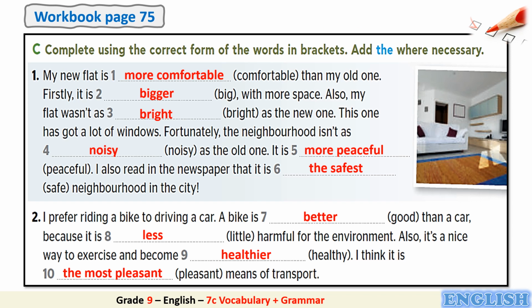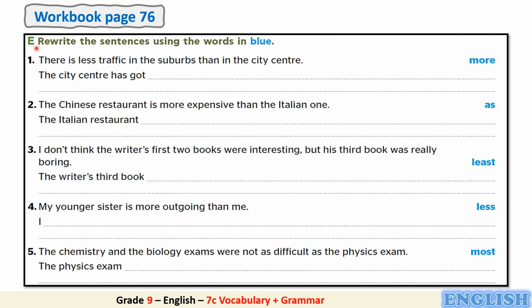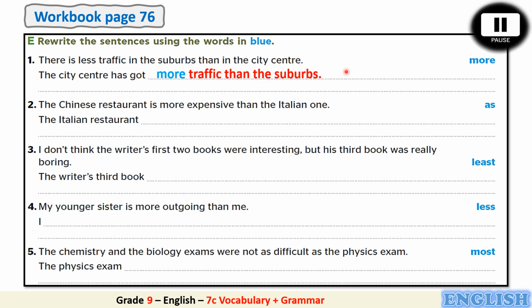Well done, my students. This is exercise E in the workbook, page 76. Rewrite the sentences using the words in blue. Number 1. There is less traffic in the suburbs than in the city center. Here we are going to use more. The city center has got more traffic than the suburbs. Now, pause the video, then rewrite. Let's check your answers.